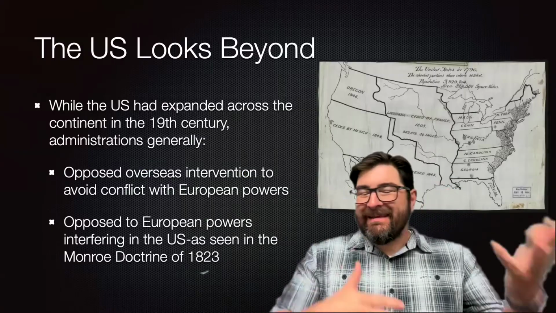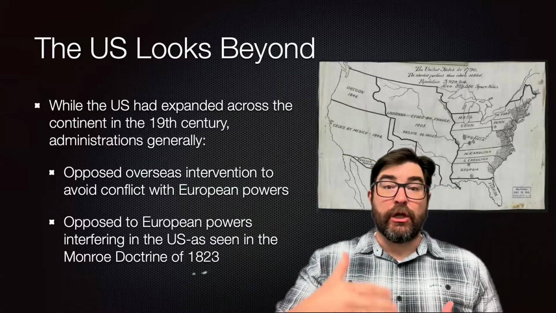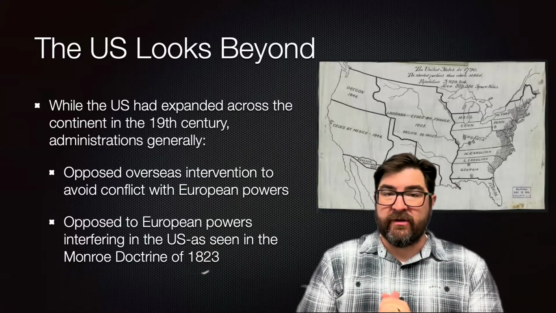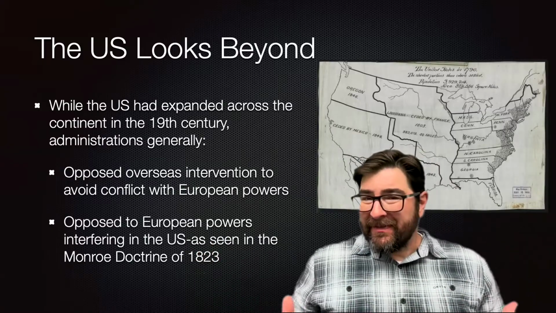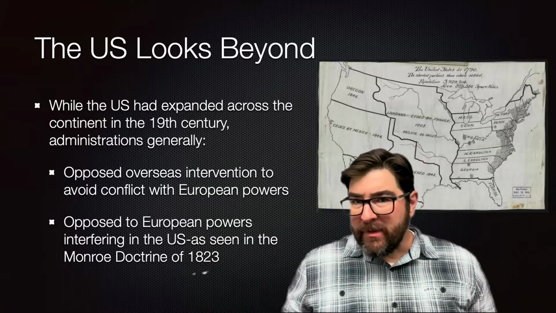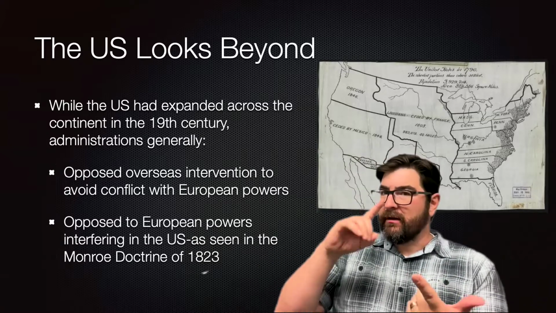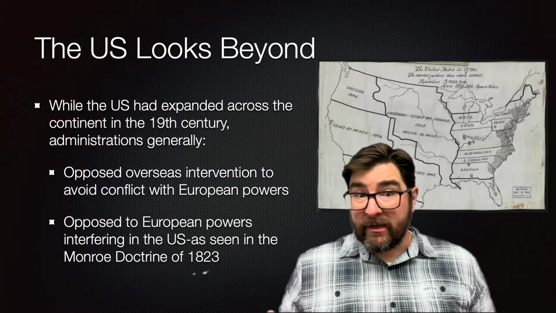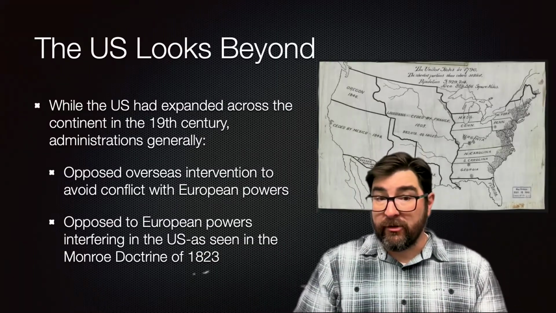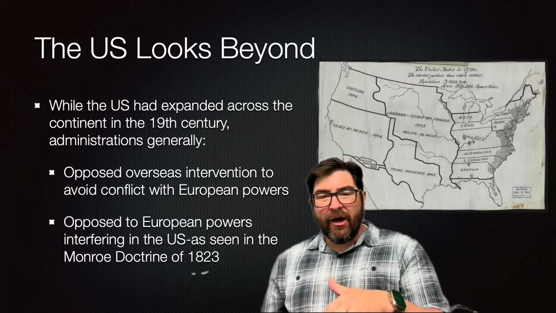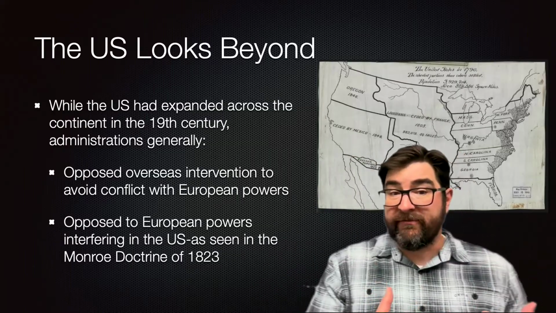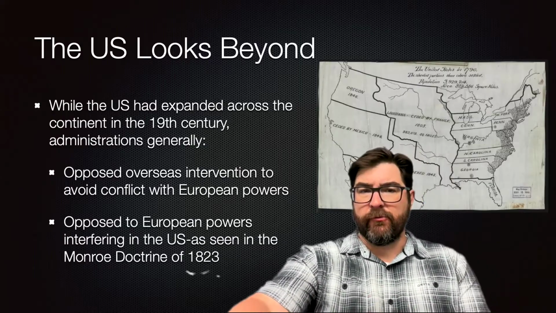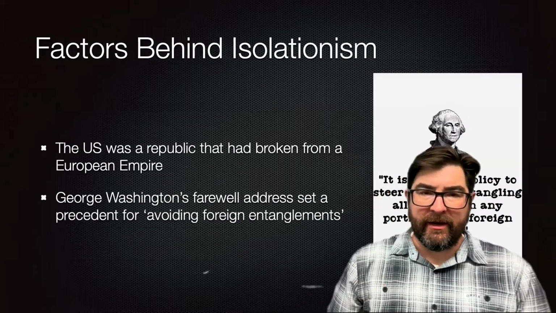So, first of all, in the 19th century, the United States is going to begin looking beyond the borders that the Atlantic and the Pacific Oceans occupy. But early in that 19th century, most US administrations generally were opposed to overseas intervention because they wanted to avoid conflict with more powerful European states. And they opposed European powers intervening in the United States. We see that, for example, in 1823's Monroe Doctrine. A little bit more on that later.